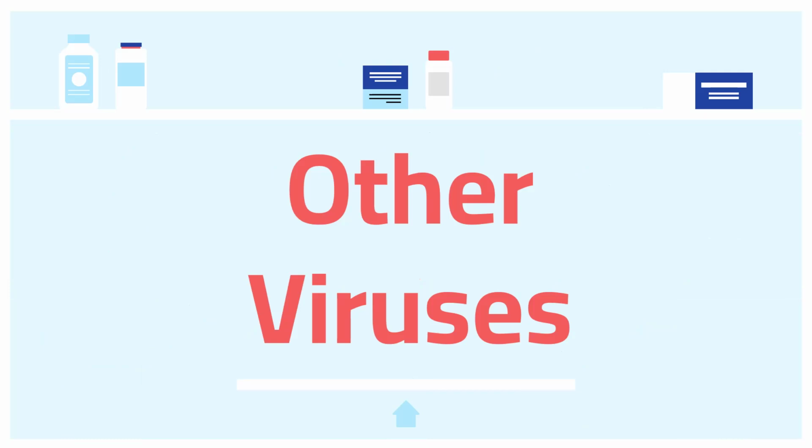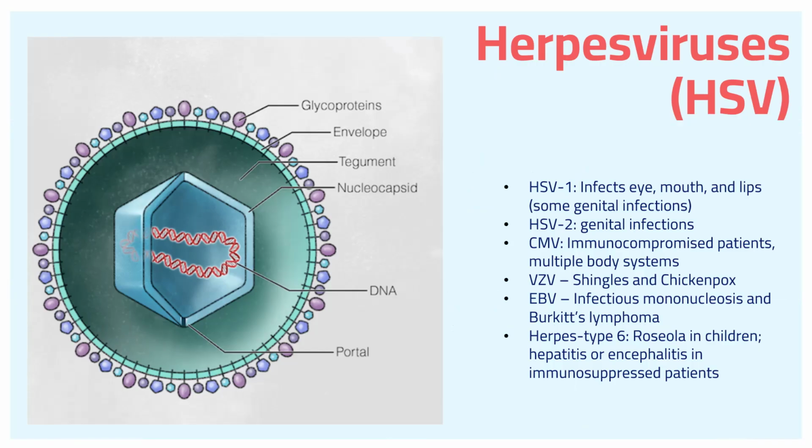So there's a couple other viruses we wanted to touch on. And so one is herpes simplex virus. So there are several different types that humans are susceptible to. So herpes simplex virus 1, it infects the eyes, the mouth, and the lips. It also can cause some genital infections, but HSV2 is much more common for genital infections.